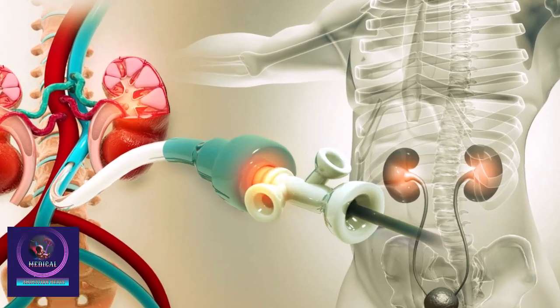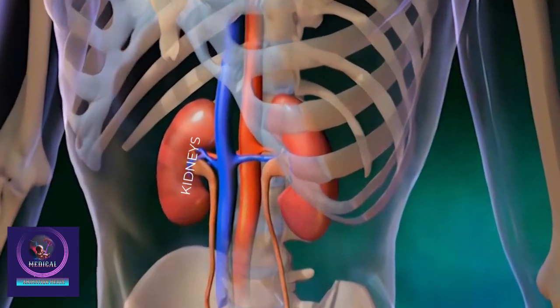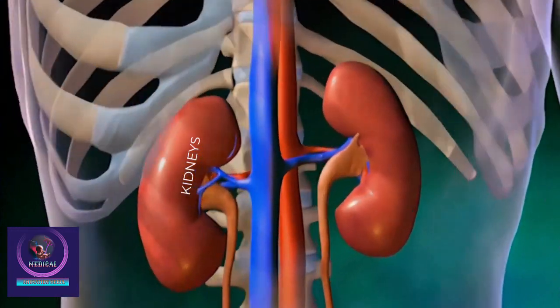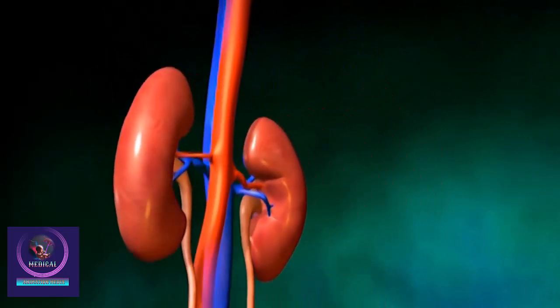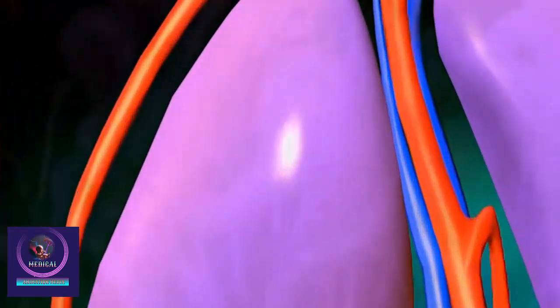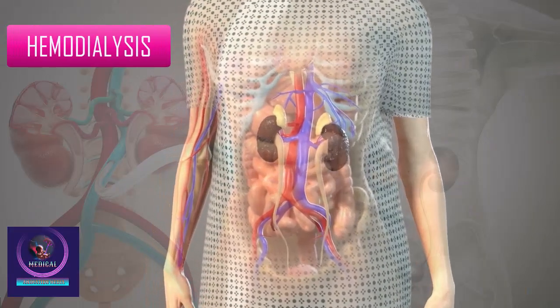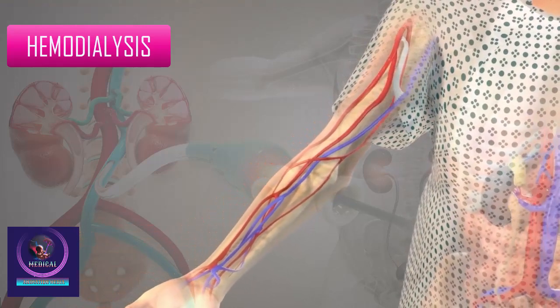For a patient with kidney failure or certain other conditions, dialysis can take over for the kidneys, removing wastes and balancing fluid, electrolyte, and acid-base levels. This procedure may occur through hemodialysis or peritoneal dialysis. Hemodialysis typically requires long-term vascular access through an arteriovenous, or AV, fistula or graft.